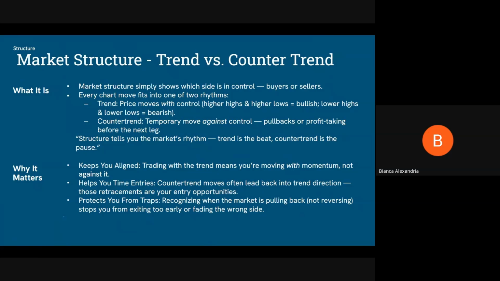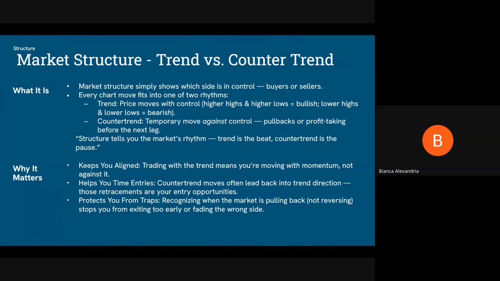All right. Market structure: trend versus counter trend. A trend is when the market is moving with strength in a particular direction. We either have higher highs and higher lows for a buy trend, or lower highs and lower lows in a sell trend. A counter trend would be a pause, a temporary pullback as price continues to go in a particular direction. This is not a reversal. It's just the market taking a breath and continuing.